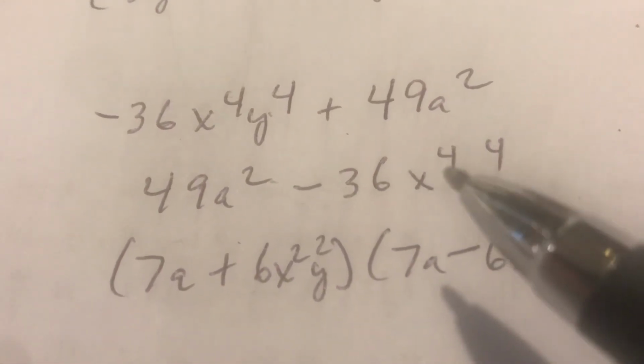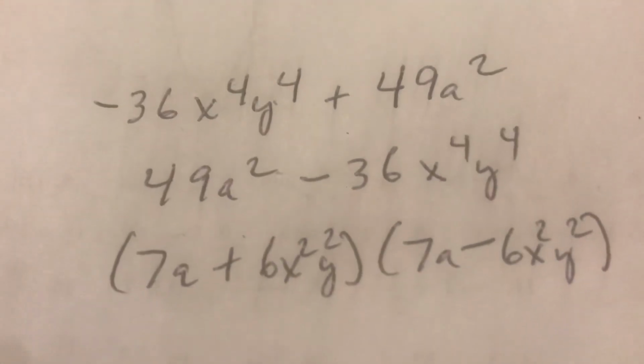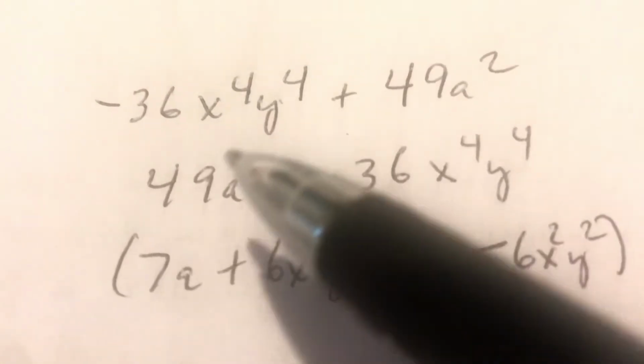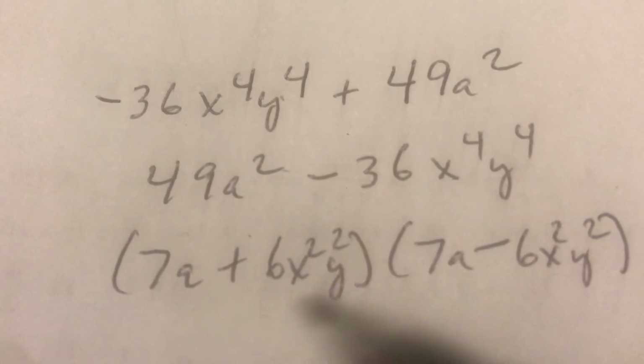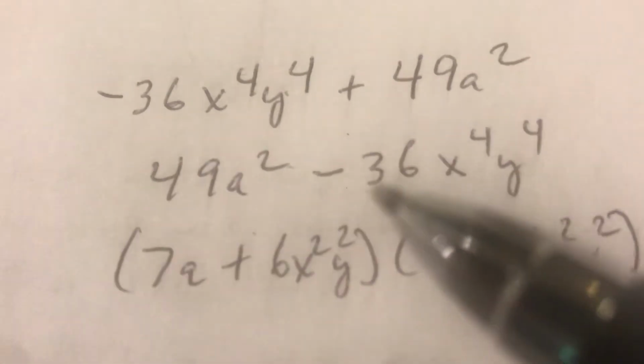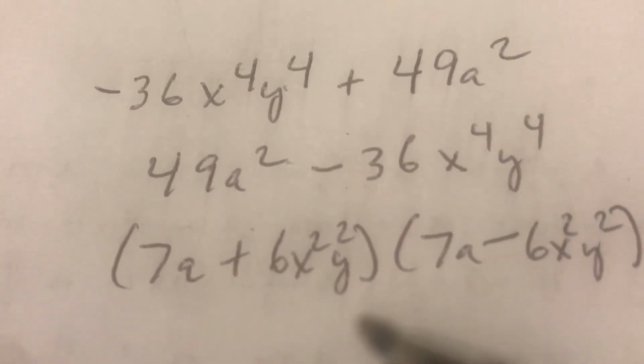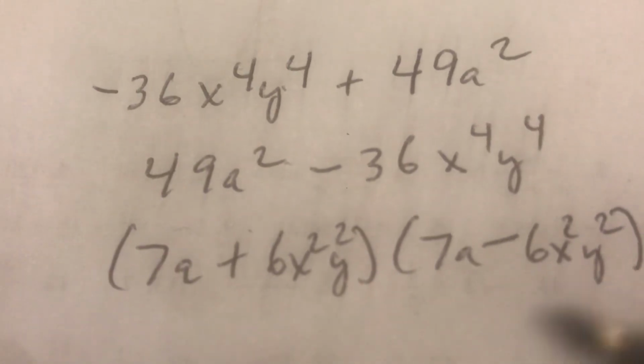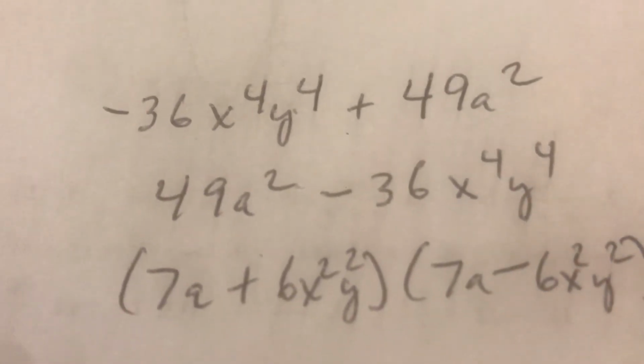Last example, once again, the minus sign is in the middle, so you write it as 49a squared minus 36x to the fourth, y to the fourth. Well, the square root of 49a squared is 7a, so you put 7a and 7a. The square root of the other is 6x squared y squared, 6x squared y squared. Put a plus and a minus.